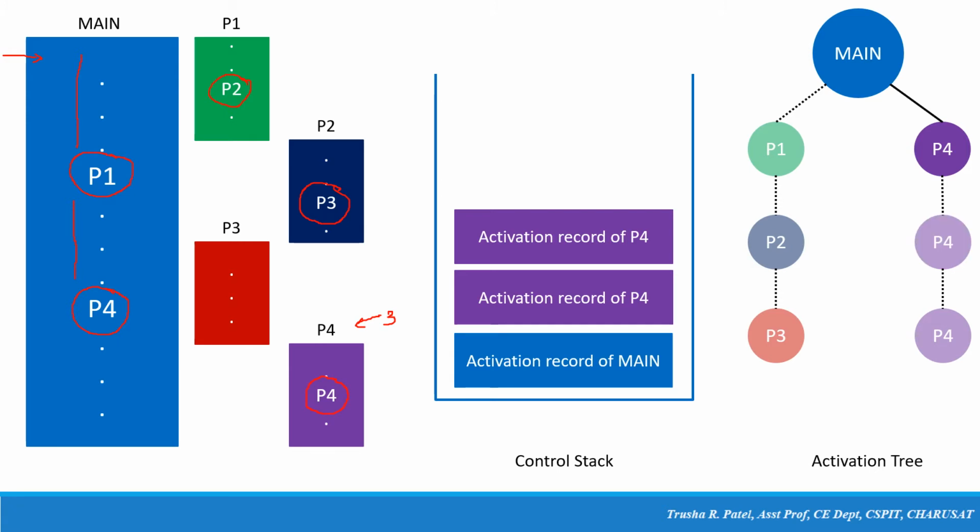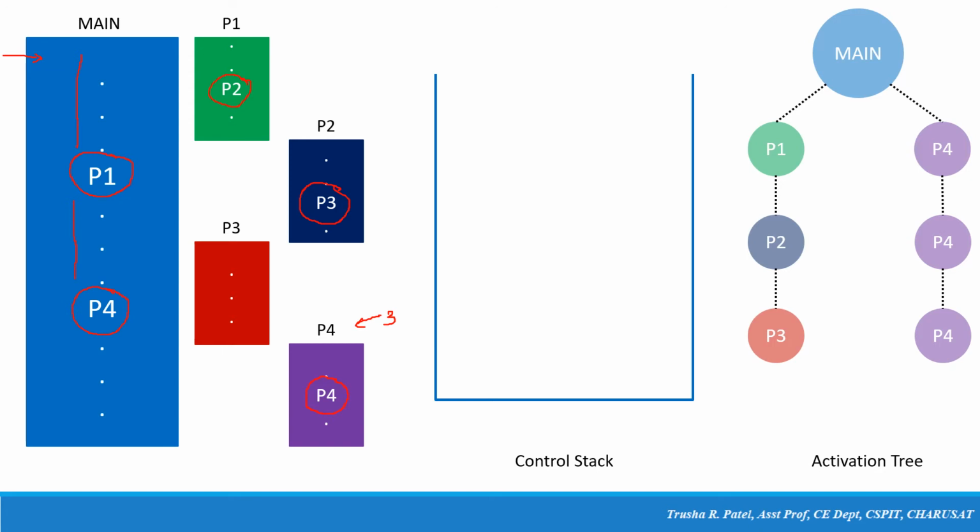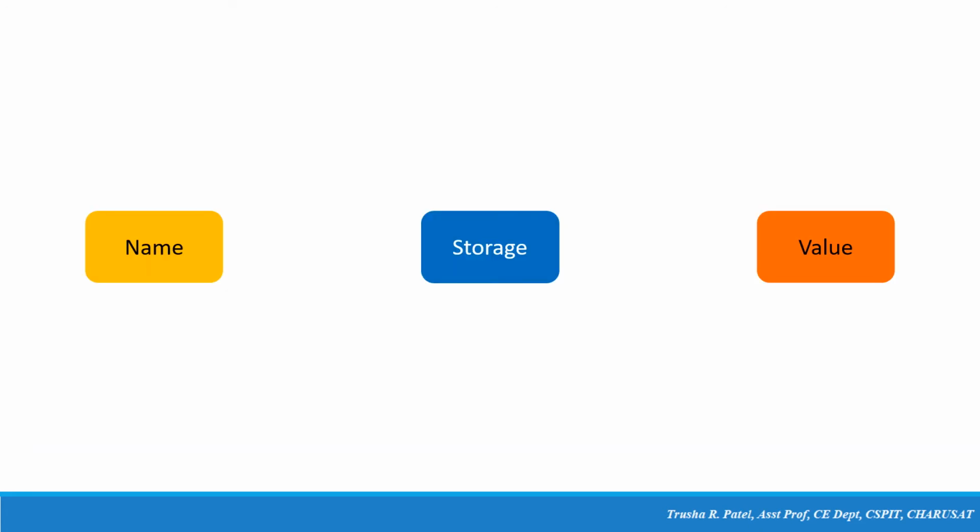After completing the second call, it will return to the first call. So the activation record for the second call will be deleted and the first call will be complete and it will return back to the main program. So the activation record for the first call is also going to be deleted, and at the last when main is complete, the activation record for main is also going to be deleted.